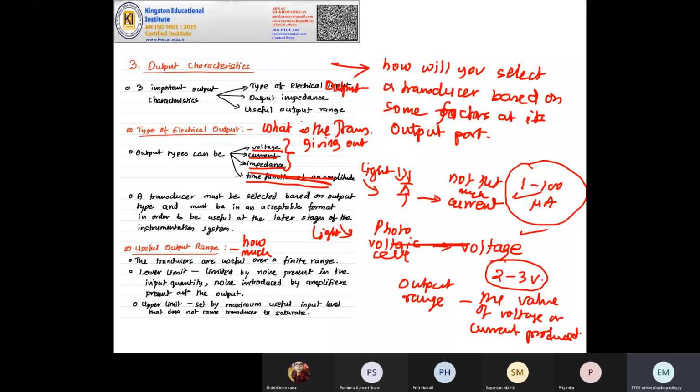Okay, next is output range. There are two ranges. One is the upper range, meaning the maximum value, another one is the minimum value. Maximum value is the upper limit. Upper limit means the amount after which the device will saturate, the transducer will saturate. Saturate means it will not increase any further, it will flatten out. No matter how much you increase the input, the output will increase no more. And the lower range is when you give a very small input, so there will be some output.